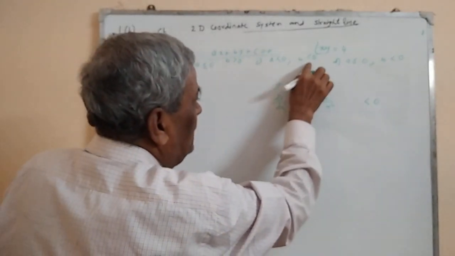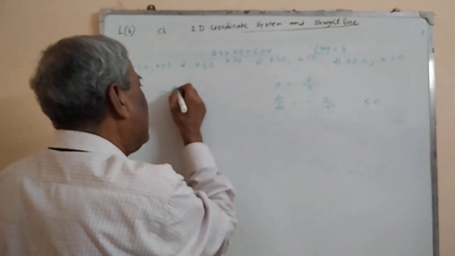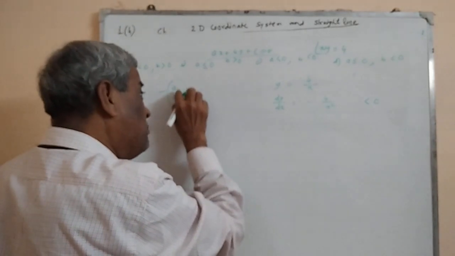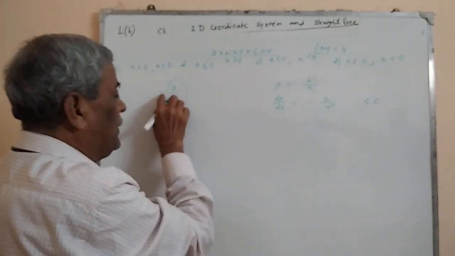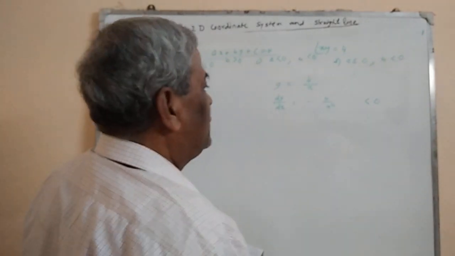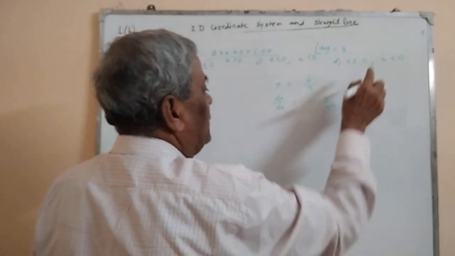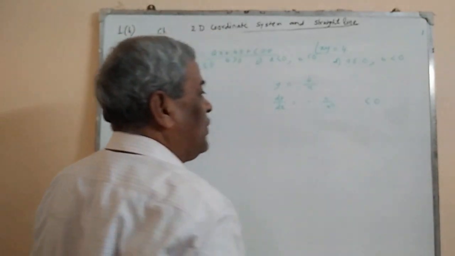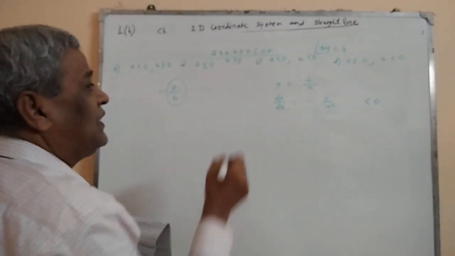A less than 0, b less than 0. A is negative, b is negative. This is negative, this is negative by negative is positive, so it is negative. So this matches with this. This also is not matching. This one is not matching. So our answer is C.